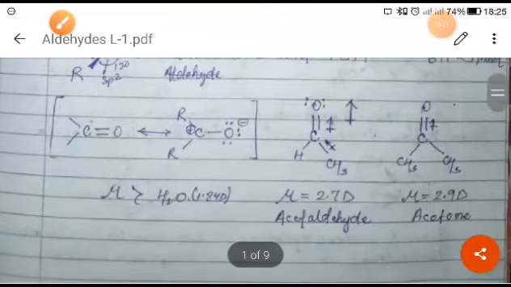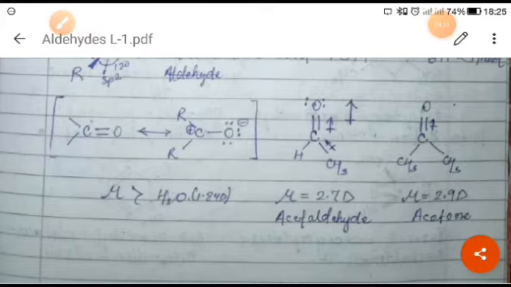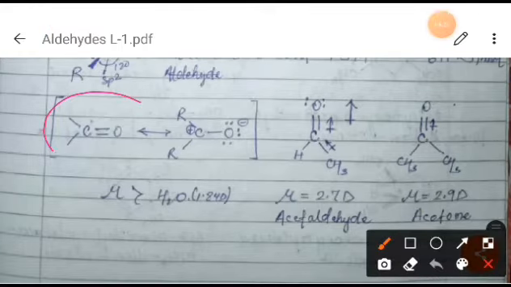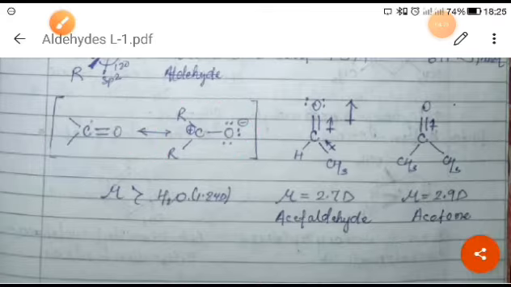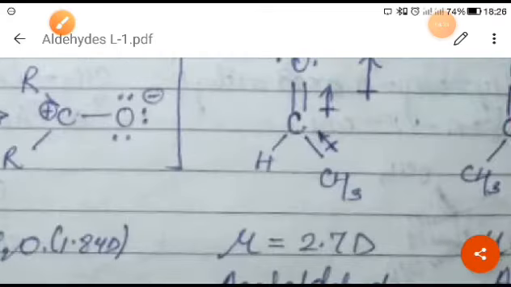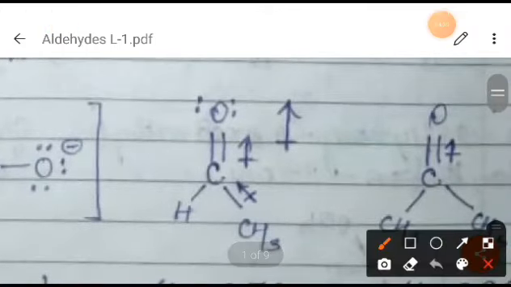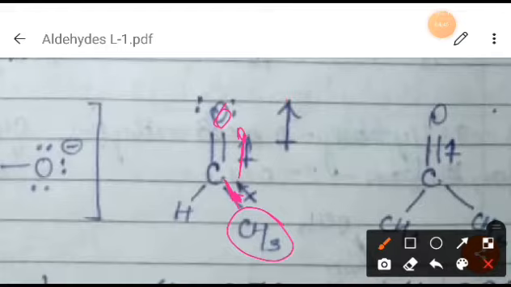Now how can we represent this carbonyl compound? It can be represented like this also, but most of the time you will see it like this. When we talk about the dipole moment, this group is an electron donating group, so it will donate electrons to this side, and the oxygen pulls toward its side. So overall the dipole moment is in this direction.